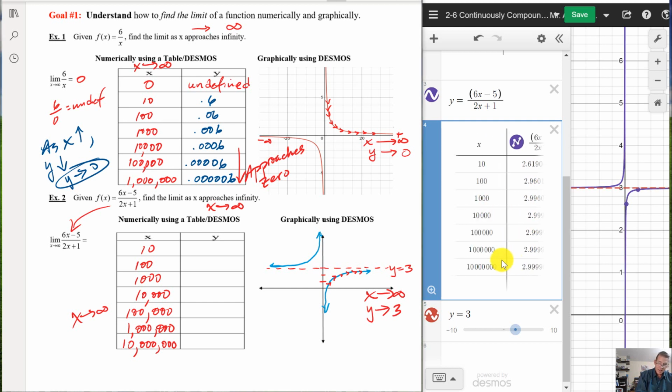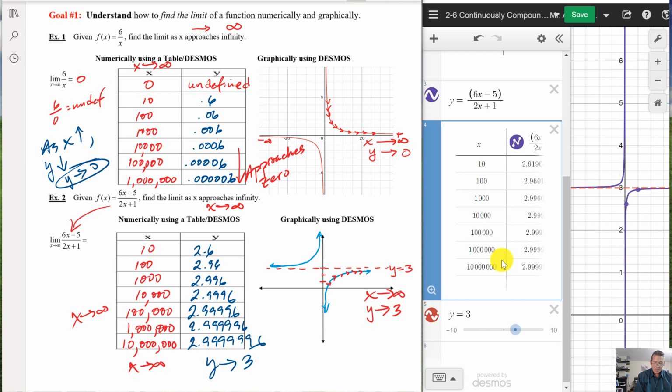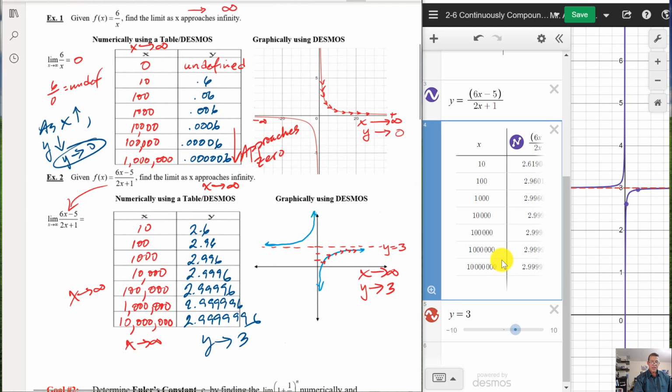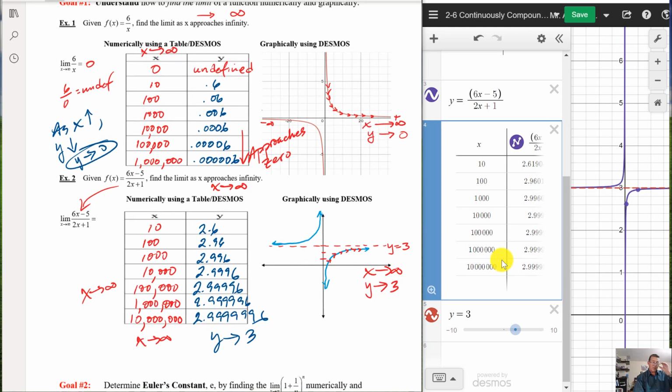So let's record it. The first one is about 2.6, 2.96, 2.996, the next one 2.9996, the next one 2.99996. And then the pattern continues, right? So you get the point here. It's getting really, really close to 3. So here, y is approaching 3. Here, x is approaching infinity because it's getting extremely large. And so the limit is 3. The function never is equal to 3, but the limit, we say, is 3. There's a big difference between equals and limit.